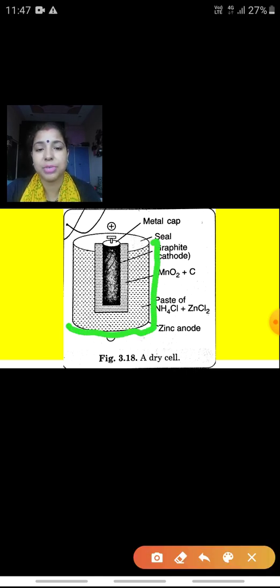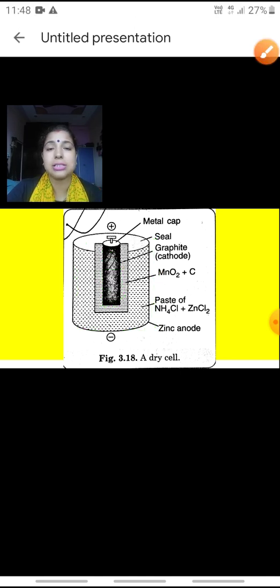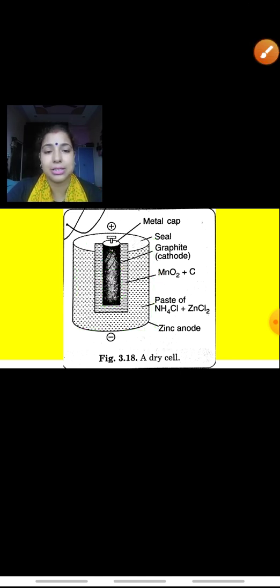This portion is made up of zinc. Outside the zinc can be the cardboard coating, and in case of leak proof cells, there can be a coating of iron sheet, but the outside cylinder is generally a zinc cylinder, which is actually acting as an anode. And inside this dark portion you can see is the cathode.